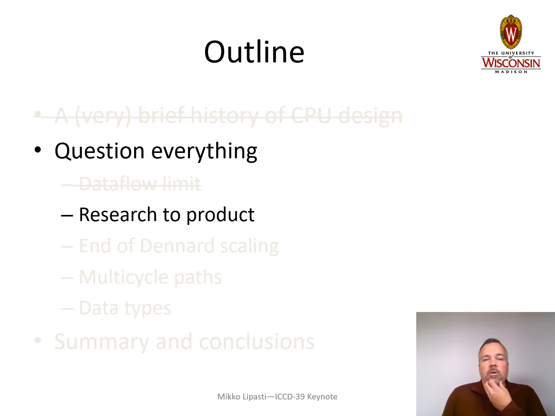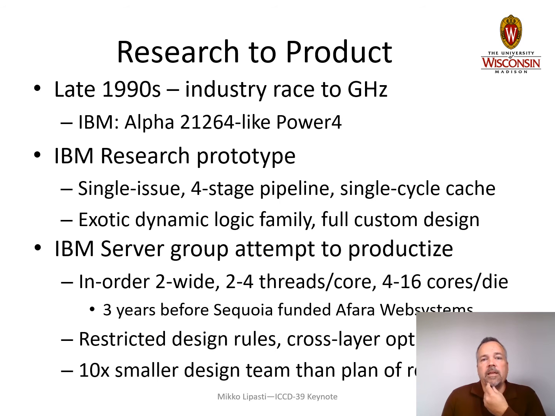All right, so the next example I want to talk about a little bit is from my experience working at IBM in industry, trying to translate a research effort to an actual product. So in the late 1990s, there was an industry race to building greater than 1 gigahertz CPUs. Digital Equipment Corporation was working on a follow-on to the Alpha 21264. Intel was working on a follow-on to the Pentium Pro that would hit this kind of frequency target.